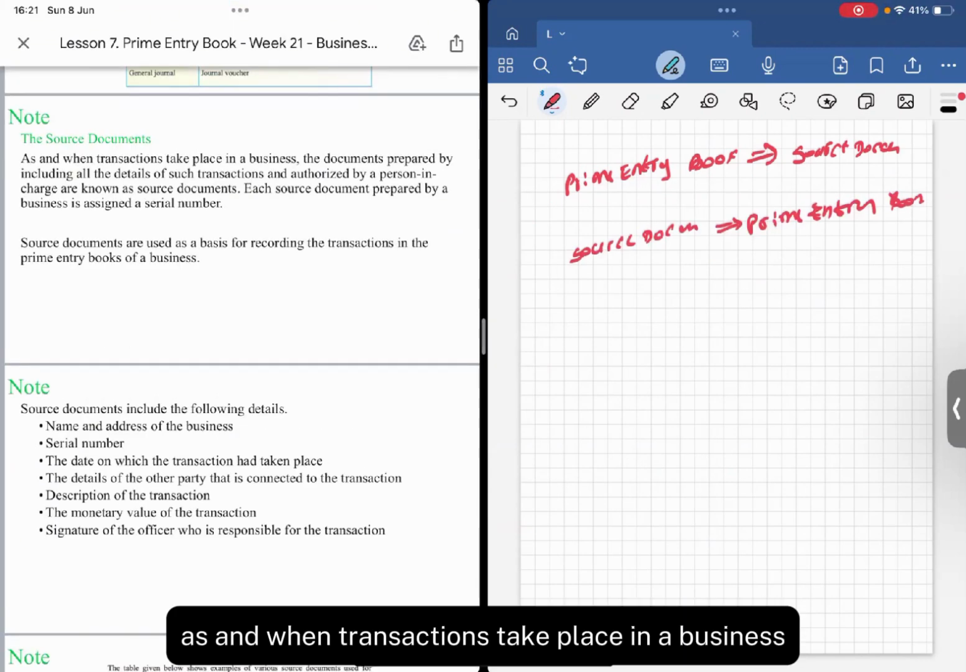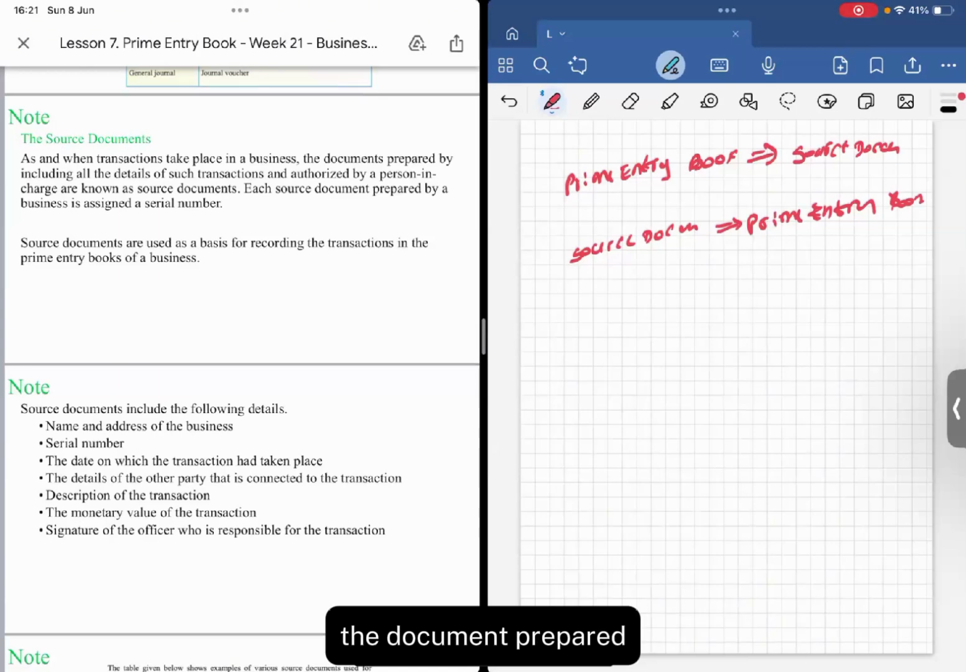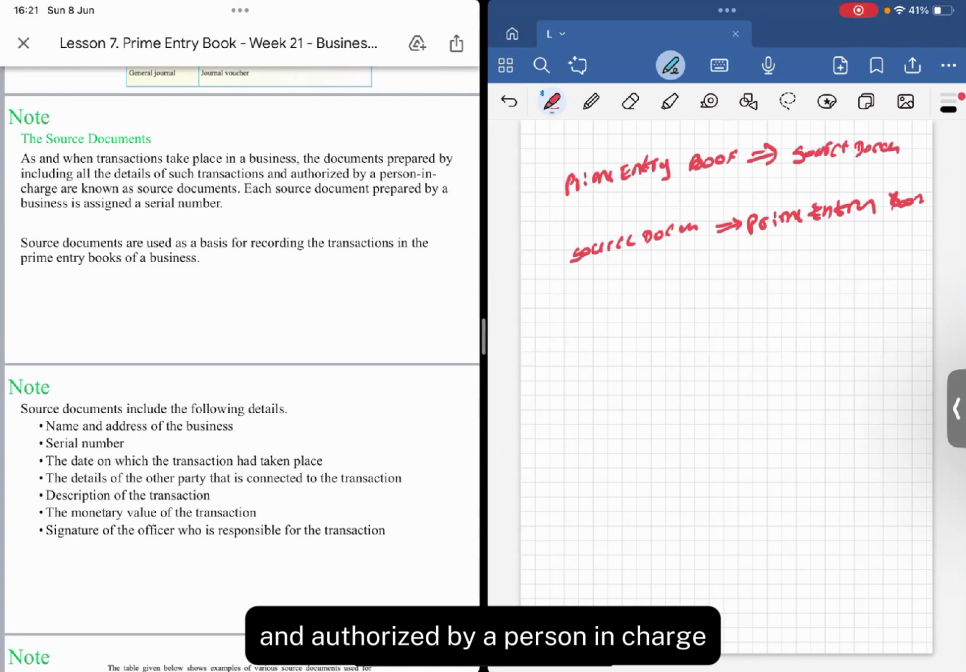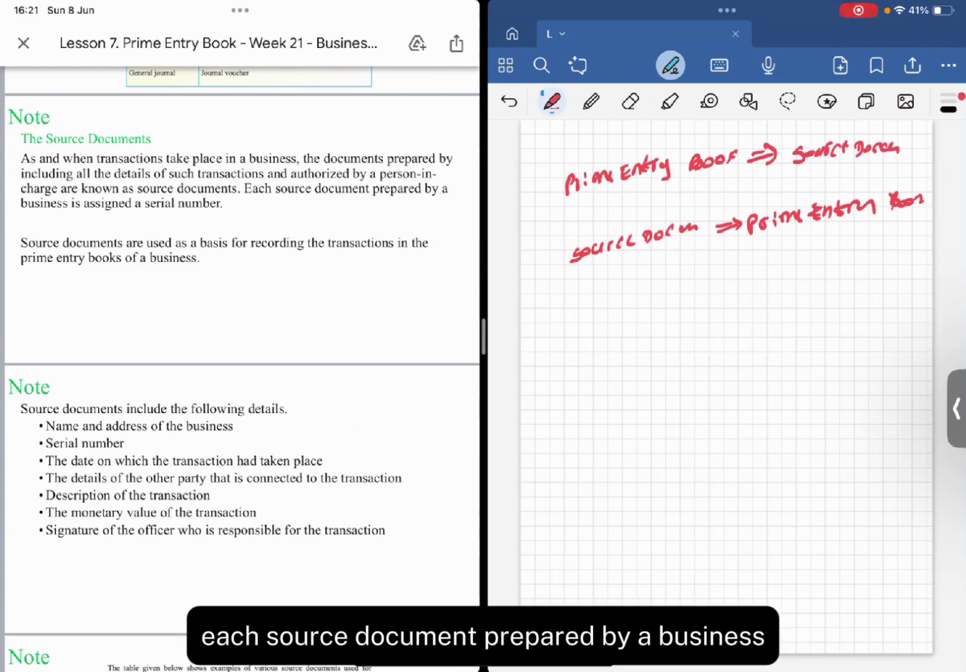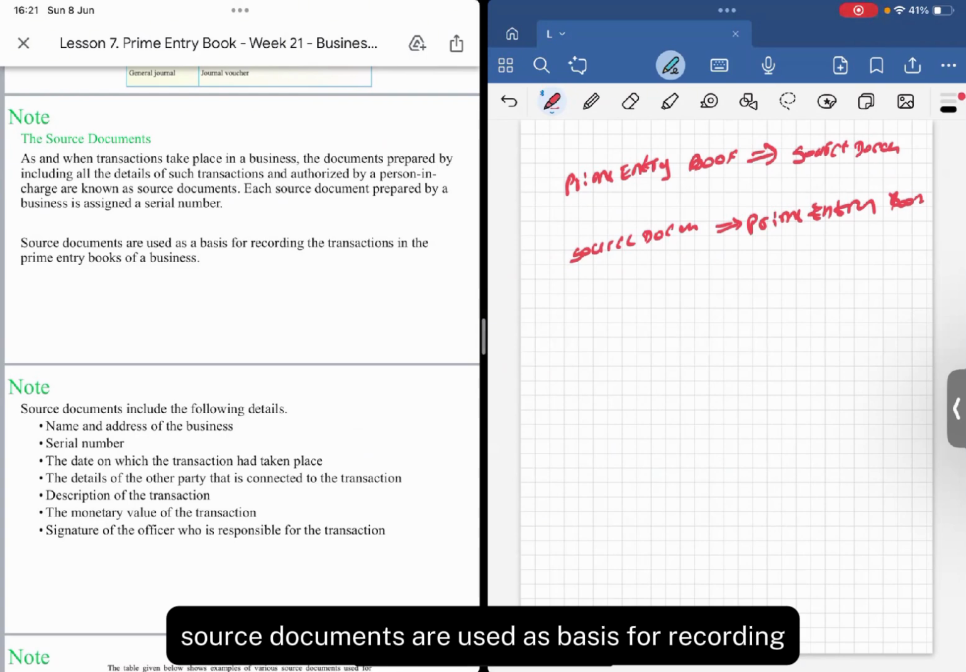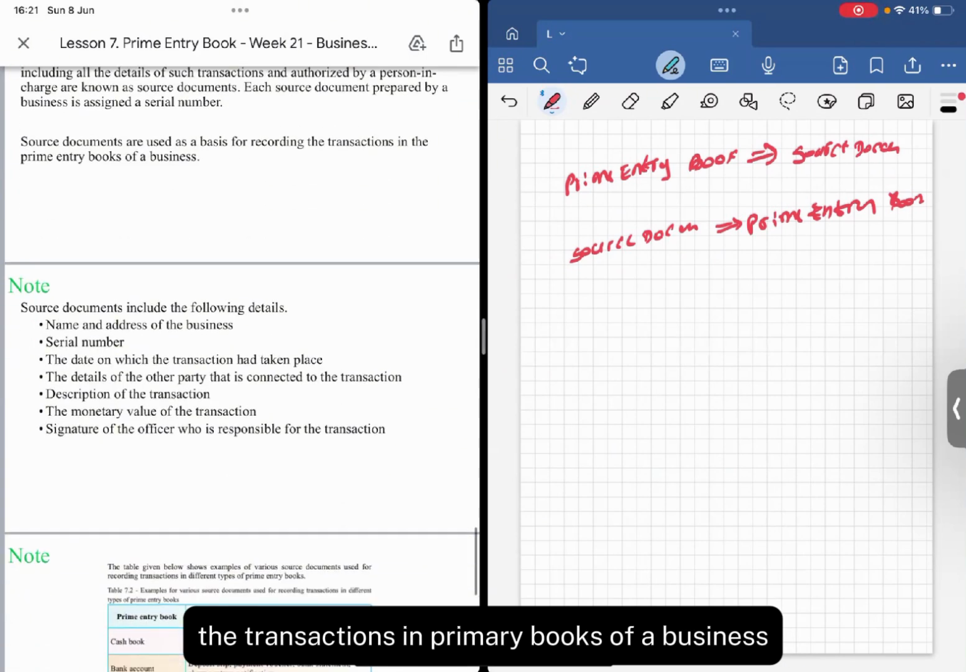As and when transactions take place in a business, the document prepared including all the details of such transaction and authorized by a person in charge are known as source documents. Each source document prepared by a business is assigned a serial number. Source documents are used as the basis for recording the transactions in primary books of a business.